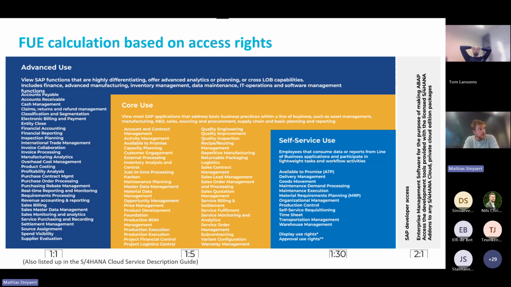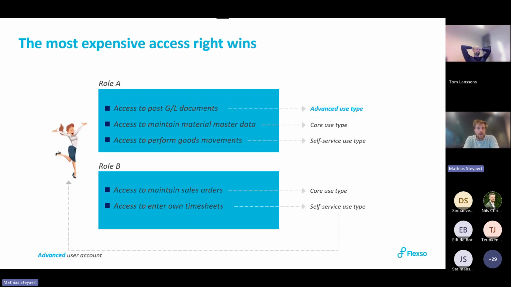But keep in mind, if one object in a certain role is linked to an advanced use, which comes to the next slide, then that user will shift, and here the ratio is 2 against 1. So as an example, the most expensive access right wins in a way.